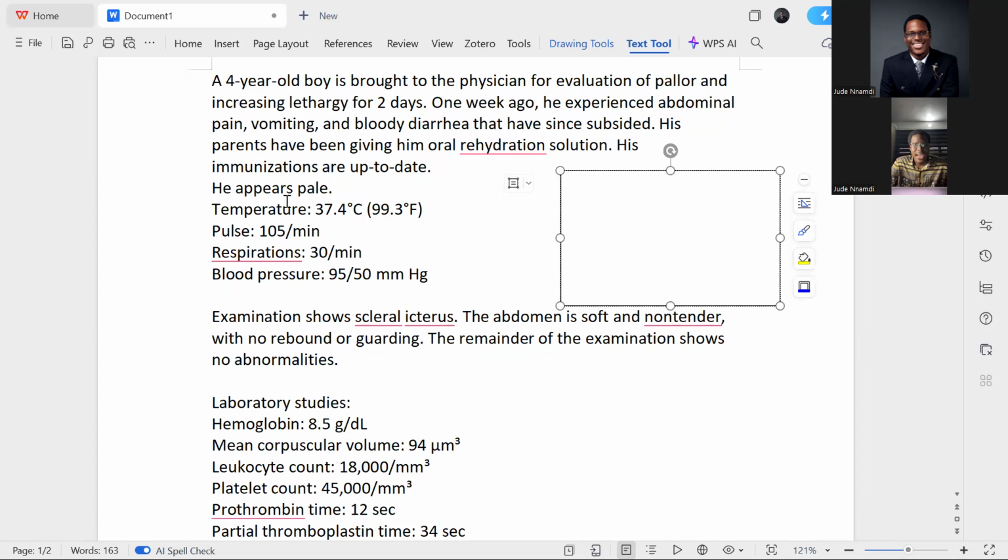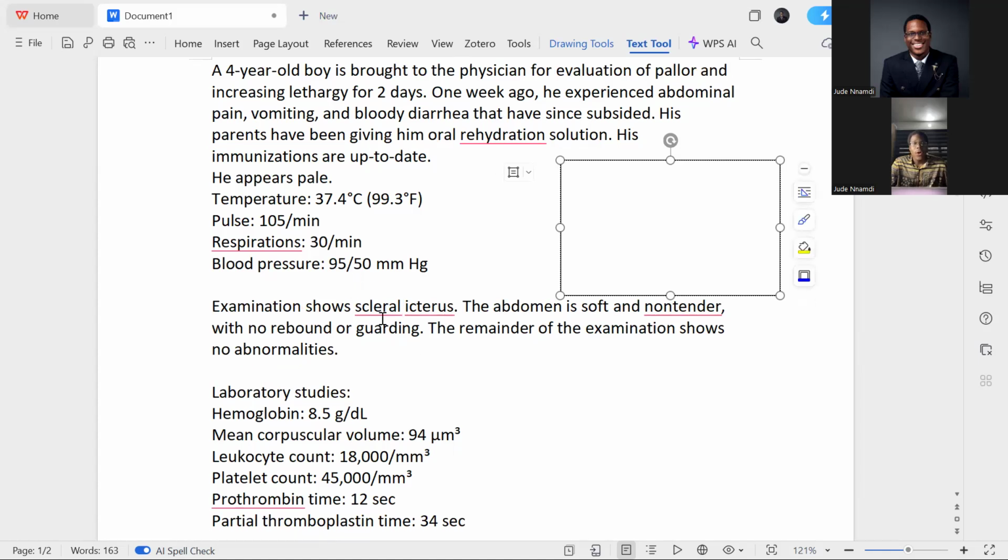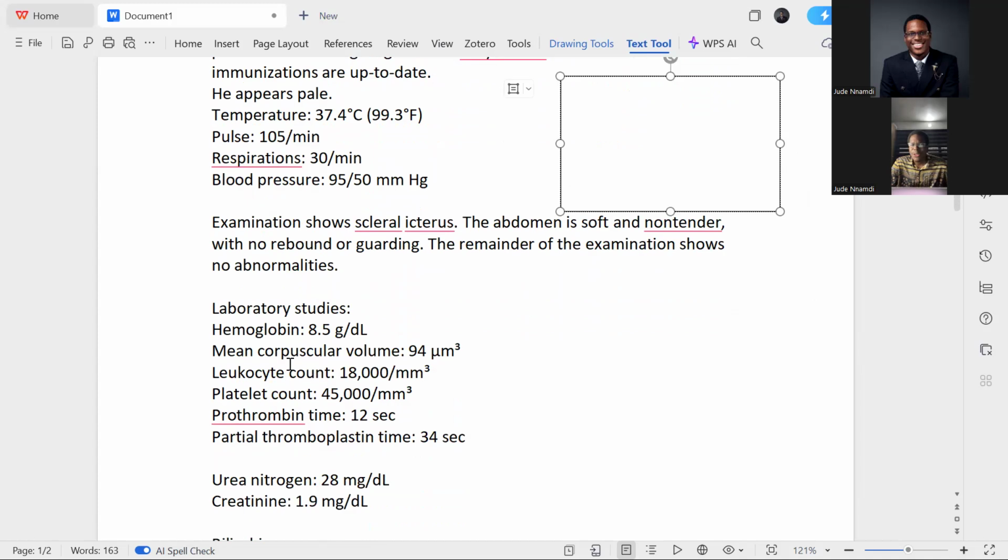So you can see that this child experienced gastroenteritis 2 days ago. And then you can see that he's pale, and the pulse is high because of his pallor, of course. Respiration is 30, blood pressure is 95/50. On examination, we have scleral icterus. Remember that hemolytic anemia increases the bilirubin level, which can give us scleral icterus and also jaundice in other parts of the body.